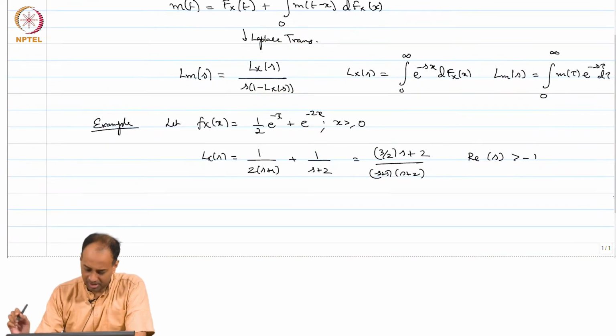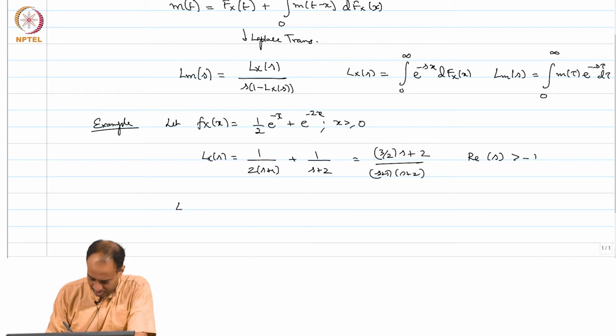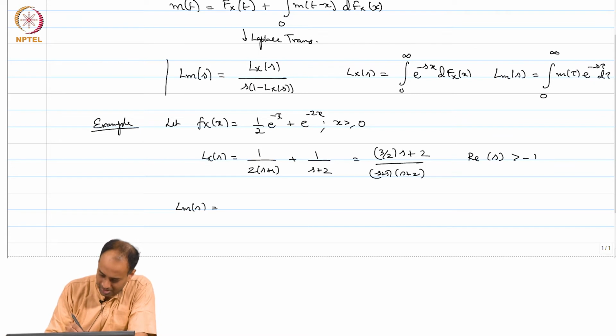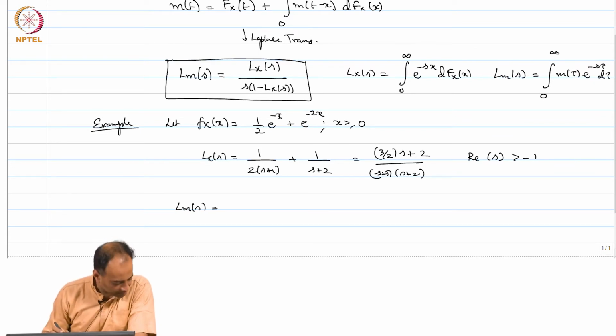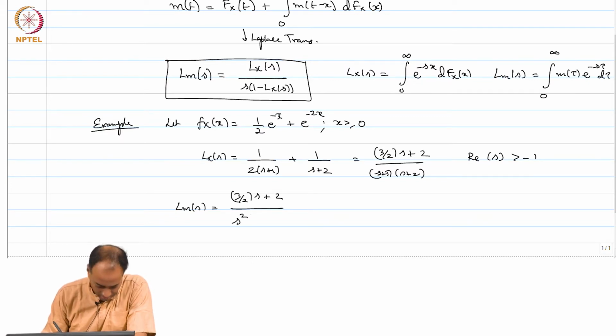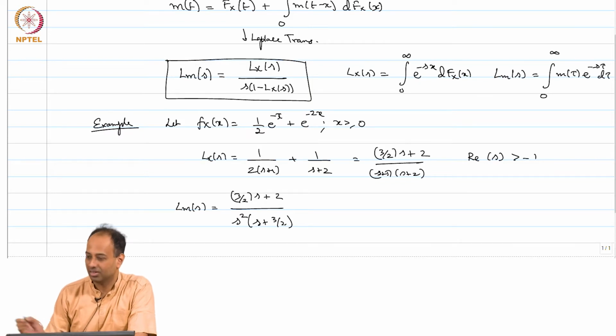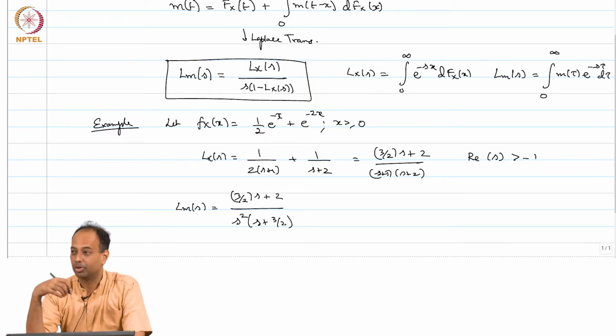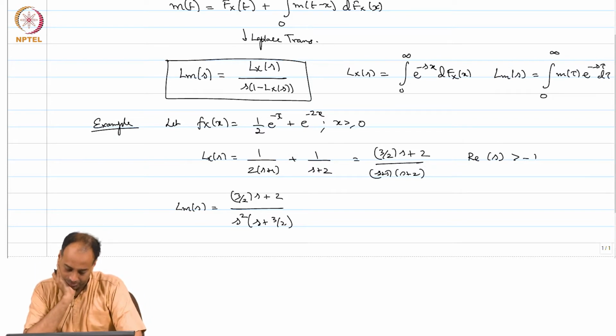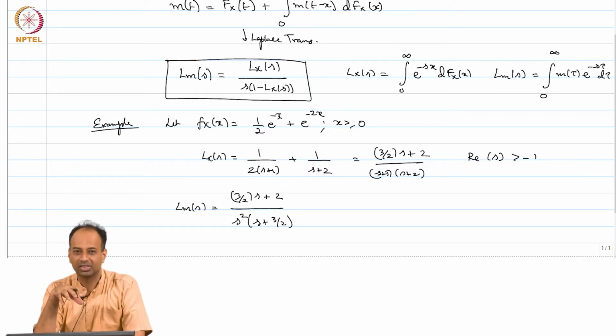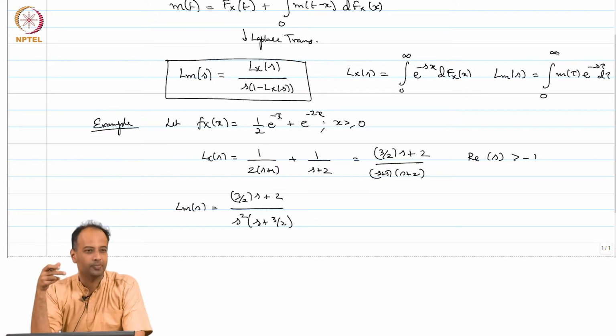Now you plug this into L_m of s, you use that equation, right. You get L_m of s equal to (3/2 s plus 2) over s square times (s plus 3/2). So, this is just an exercise in putting this L_X in and manipulating. Now we have to invert back. This is the Laplace transform of m of t, right.